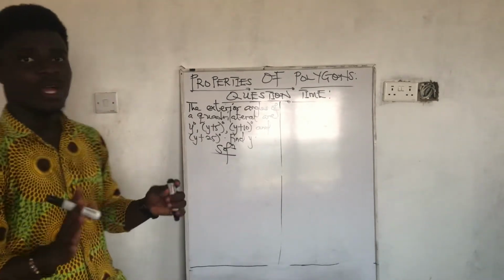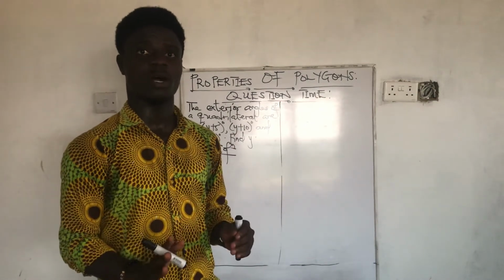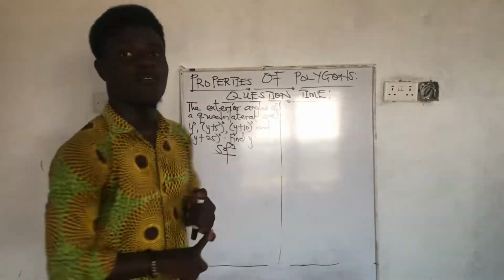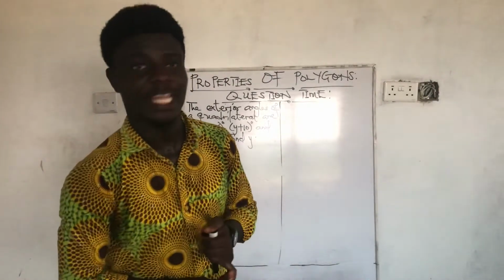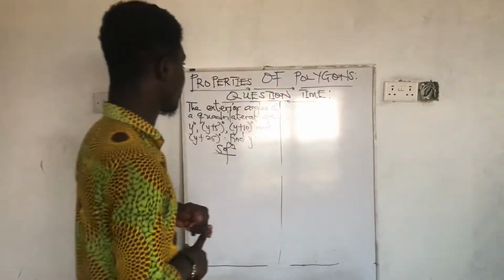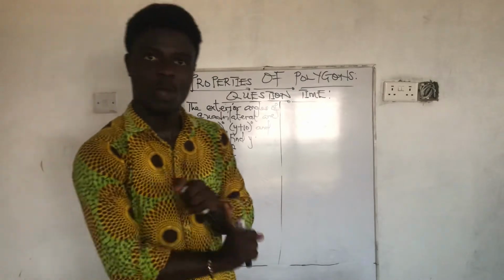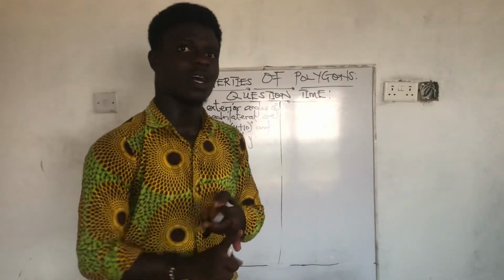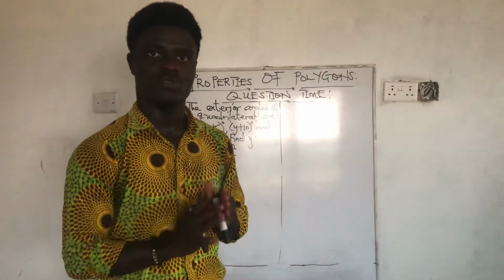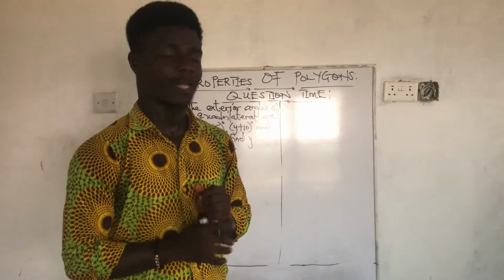Now, we know that the sum of the exterior angles of a quadrilateral is 360 degrees. Why? Because a quadrilateral is also a polygon. One example of a quadrilateral is a square, because a quadrilateral is a four-sided plane figure, or a four-sided polygon. So please take notes. We have a square, a rectangle, a rhombus, a kite, a trapezium. They are all quadrilaterals. Do you understand that?